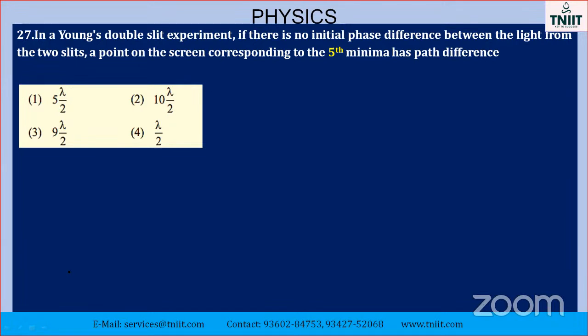In Young's double slit experiment, if there is no initial phase difference between the light of the two slits, a point on the screen corresponding to the fifth minima has a path difference of how much? What type of interference is it? It is destructive interference, no? Why should it be destructive interference? Because they are telling that minima. Minima means it should be a destructive interference.